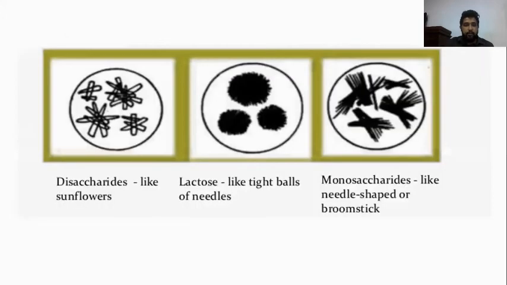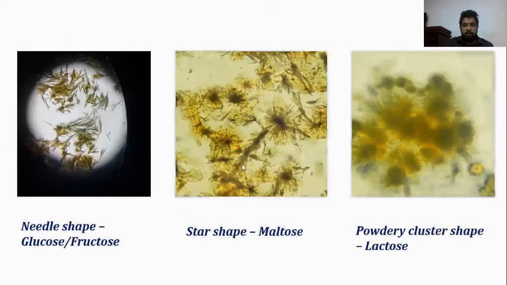These are the observations that we usually see under the microscope. For glucose and fructose, you will see this type of needle-shaped appearance, a star-shaped appearance for maltose, and a powdery cluster appearance for lactose. These crystals have a definitive structure, and based on that you can identify the reducing sugar.